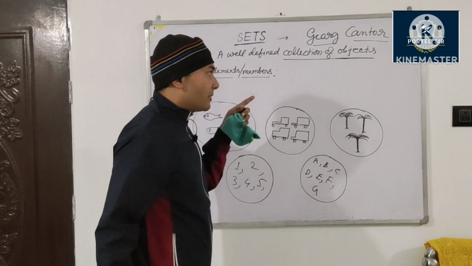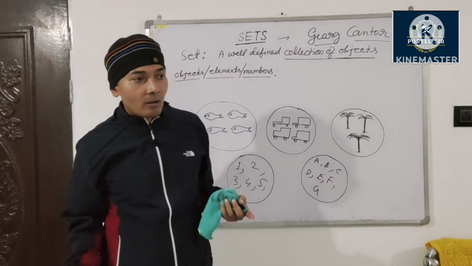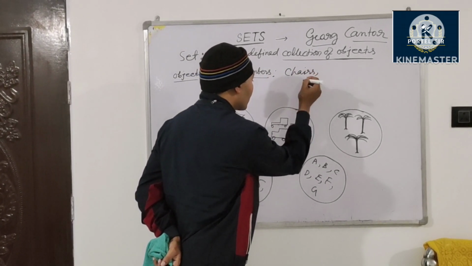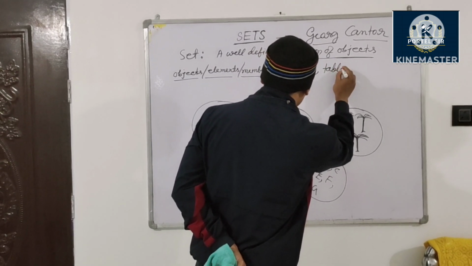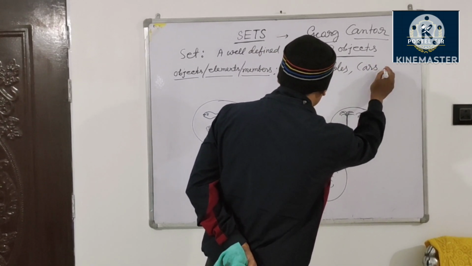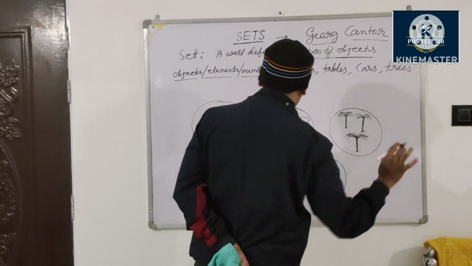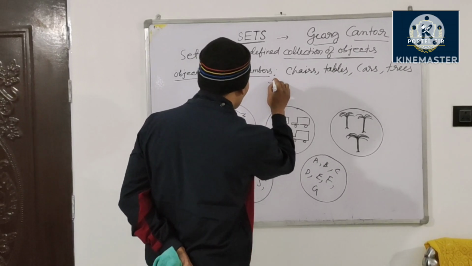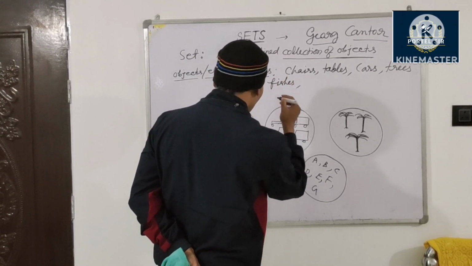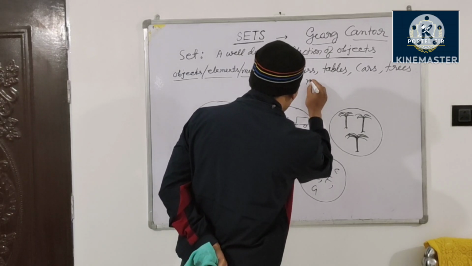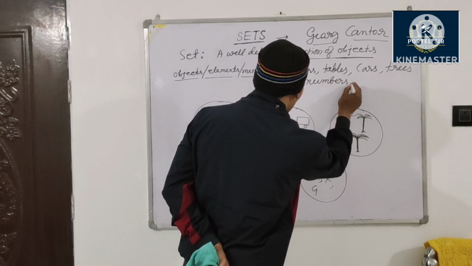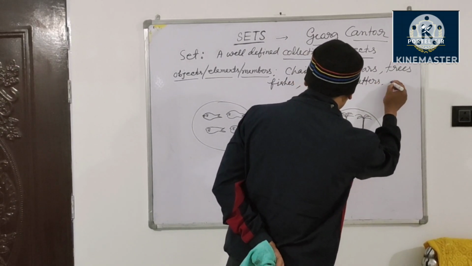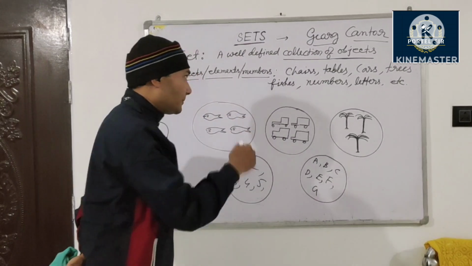Now see, what are members? Now tell me, what are the objects? Objects can be anything like chairs, tables, cars, trees, fishes, numbers, letters, etc.